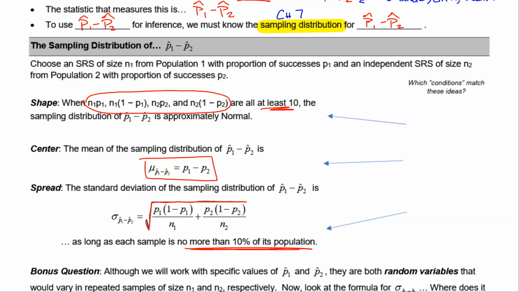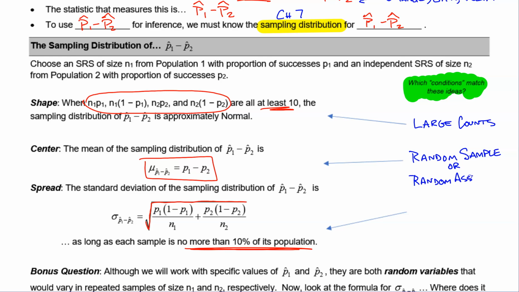Okay, I hope that each of these features, shape, center, and spread, remind you of conditions from previous chapters. I hope this first one reminds you of the large counts condition. And I hope this second one reminds you of the random sample or random assignment of treatments. Last but not least, this standard deviation formula down here should remind us of the 10% condition when we're sampling without replacement.